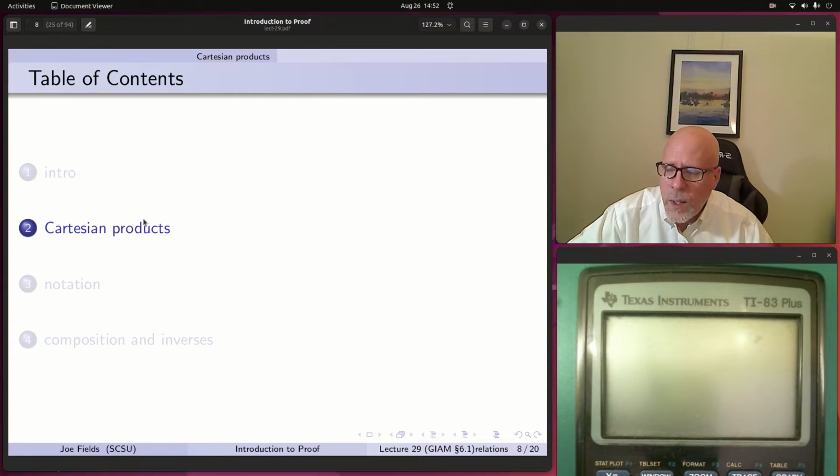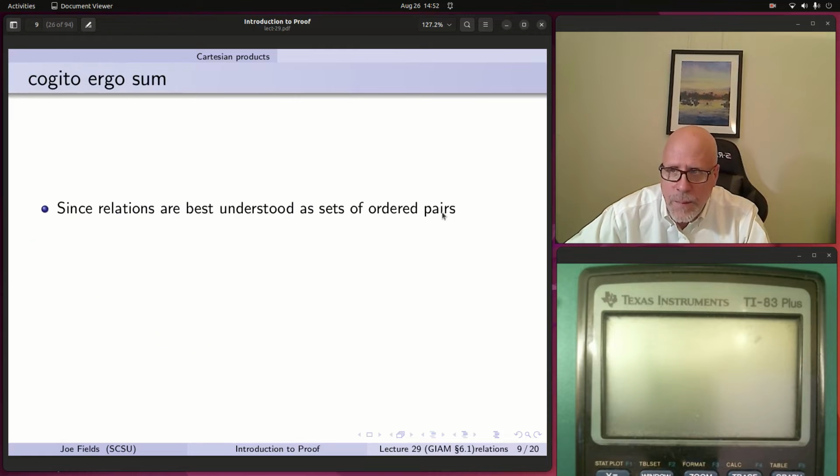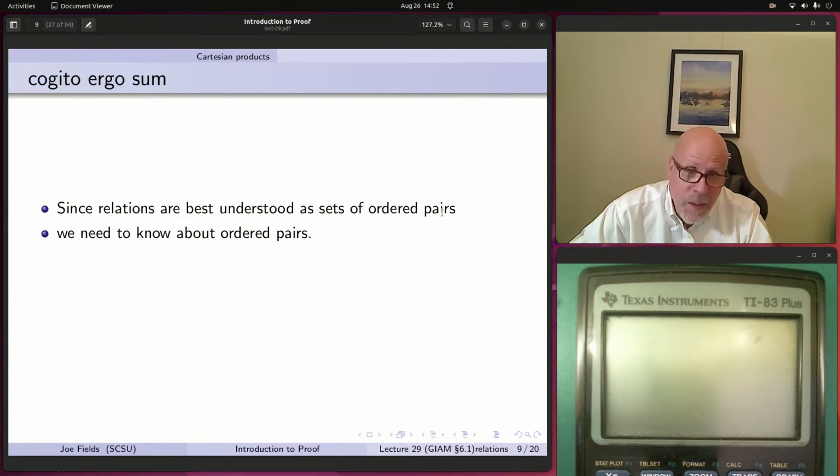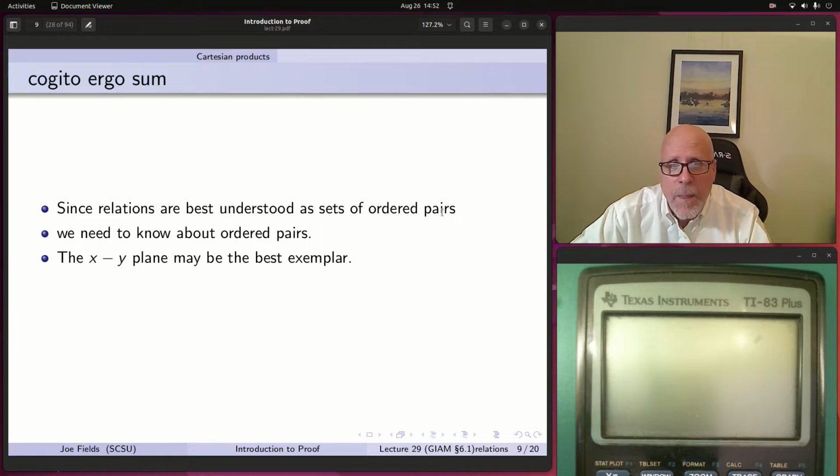Okay, so now we're going to head into being a bit more formal about what relations are. Effectively, I'll say this before I advance the slides. We think of relations as being sets of ordered pairs. Where do ordered pairs live? Where do they come from? Cartesian products. Oh, I was supposed to advance the slides. Yeah, since relations are best understood as sets of ordered pairs, we need to know about ordered pairs. And the xy plane is probably the best example of such a thing.